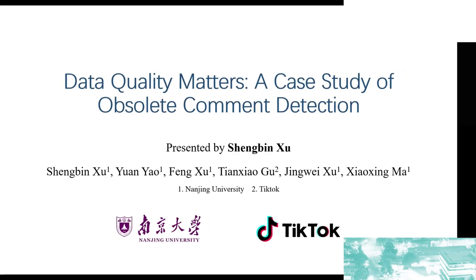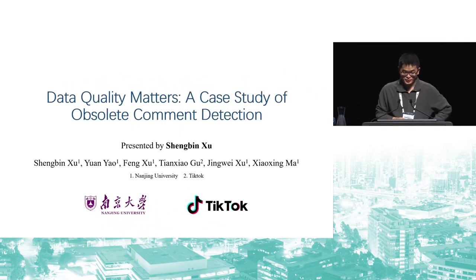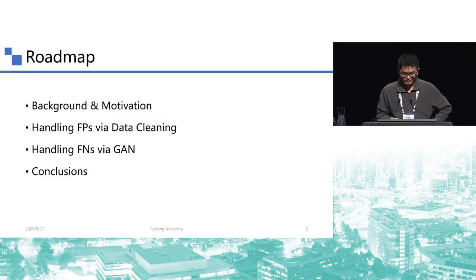Good afternoon, everyone. I'm Shengbin Xu from Nanjing University. It's a great honor for me to stand here and share our work. This is a joint work with TikTok, and the title is Data Quality Matters: A Case Study of Obsolete Comment Detection. My presentation consists of four parts. First, background and motivation. Then we introduce handling false positives via data cleaning. Next, handling false negatives via generative adversarial network. Finally, we make conclusions.